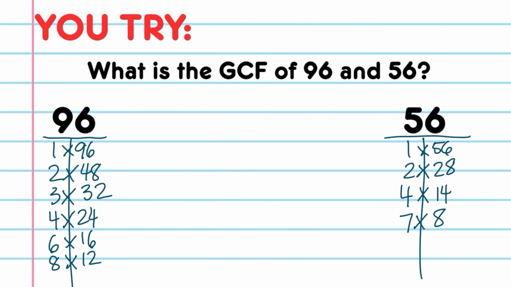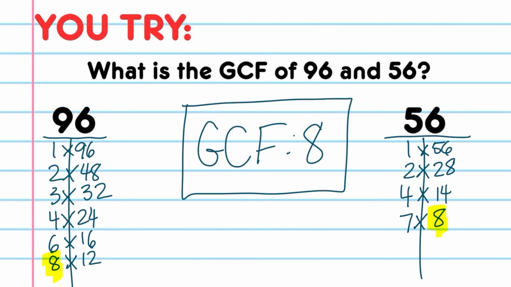So we've listed the factors of 96 and the factors of 56. So now we need to find what is the greatest factor that they have in common. They both share a 1, they both share a 2, they both share a 4, they both share an 8. So the greatest factor that they have in common is 8. I think 8 was a very popular number today. So the GCF of 96 and 56 is 8.